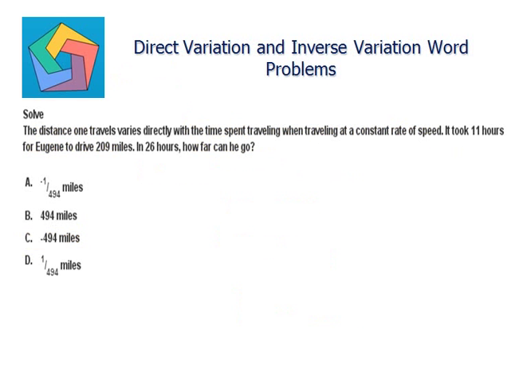Next problem. Solve. The distance one travels varies directly with the time spent traveling when traveling at a constant rate of speed. It took 11 hours for Eugen to drive 209 miles. In 26 hours, how far can he go? So distance, let's say distance is d, varies directly with the time spent traveling. Let's say time spent traveling is t hours. So this implies d is equal to k times t, where k is the constant of direct variation here.